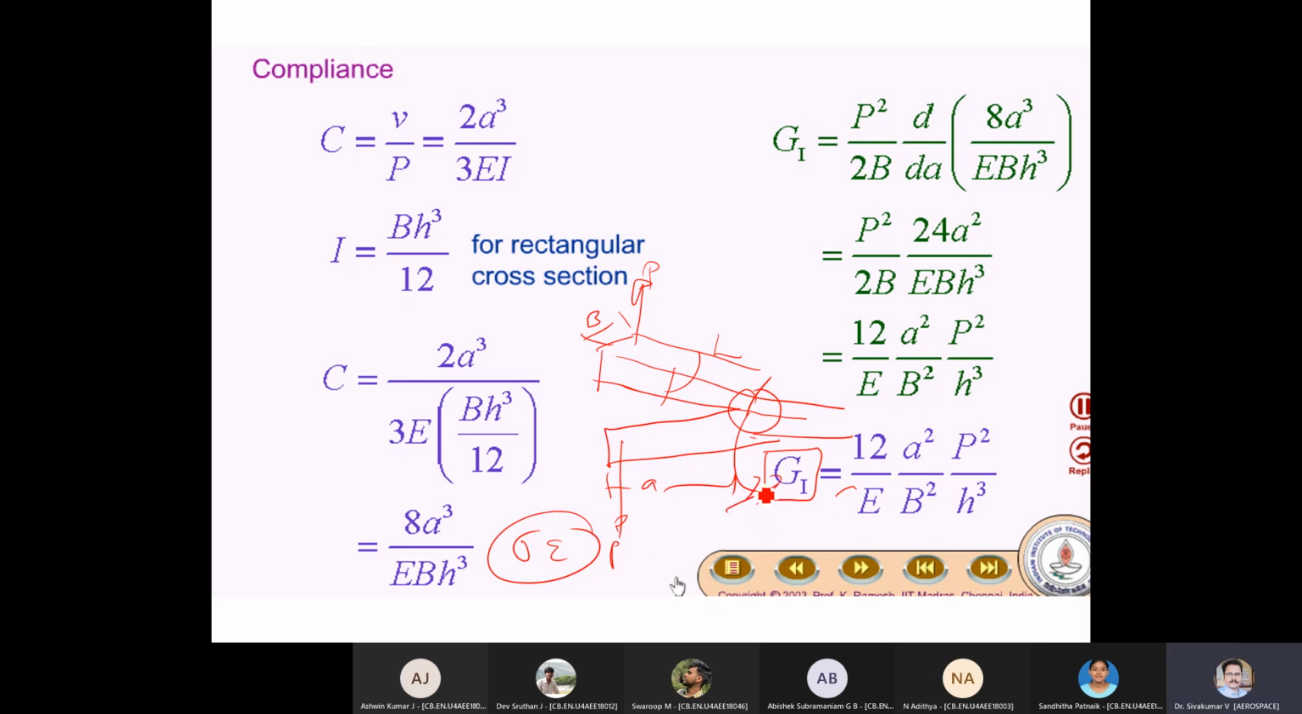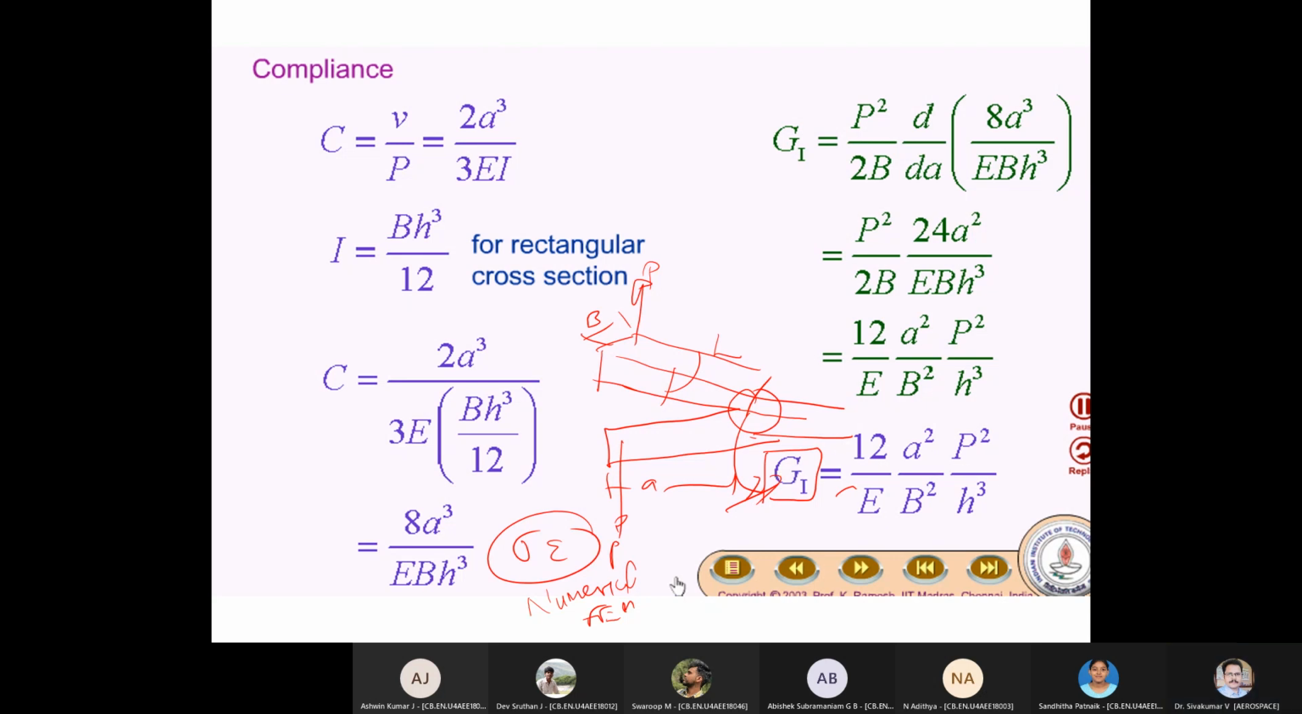The other way I can do it is through numerical analysis, FEM. With the same model, you just make it in any tool. Apply the load, and you can find the G1.